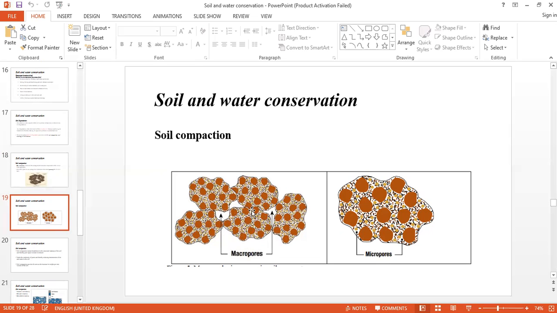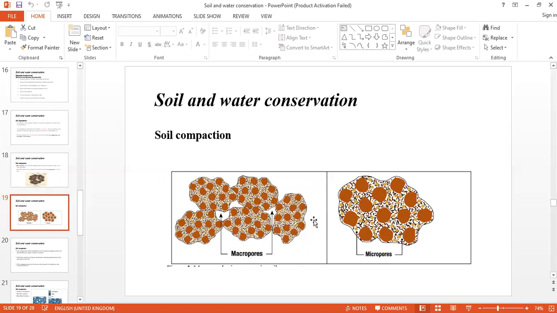These big ones are important because this is where water will be moving. They are important for water and air transmission because they are bigger, so water is able to move and air is able to move. But these smaller ones, what we call intra-aggregate pores, because they are within the aggregate, mainly because they are smaller, are used to store water.